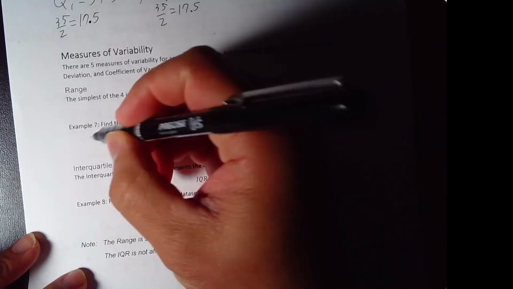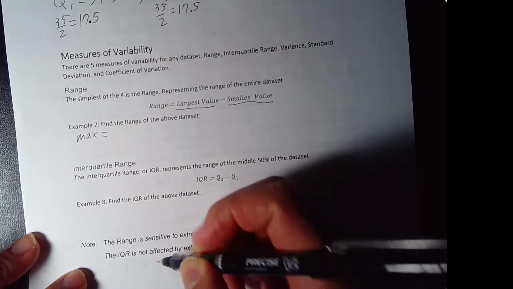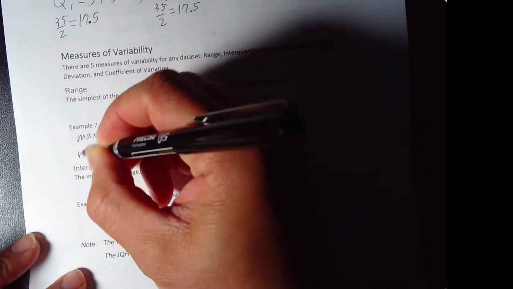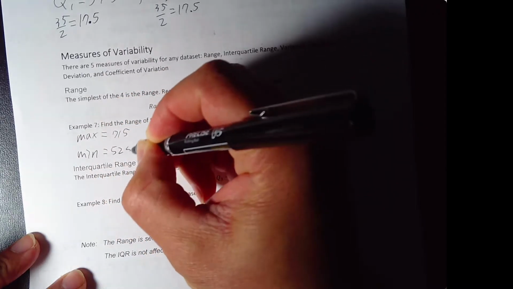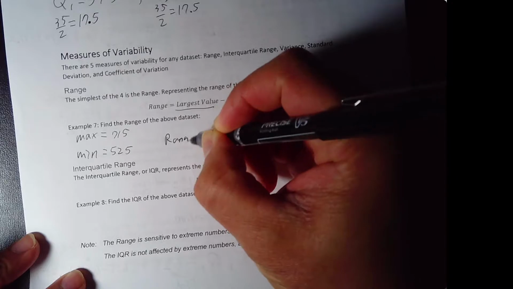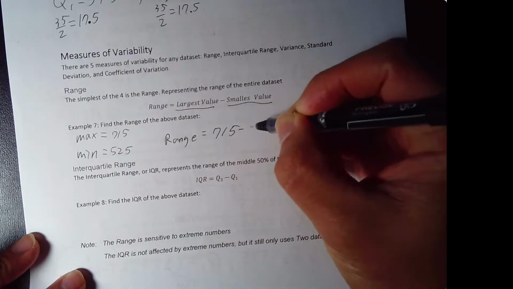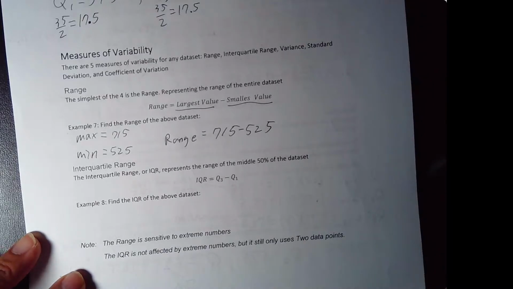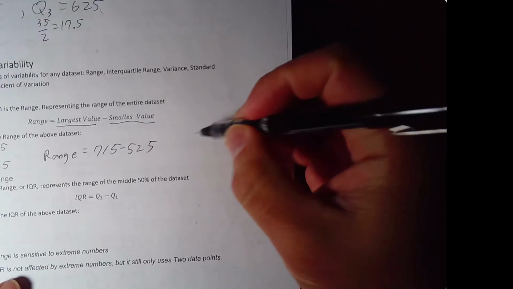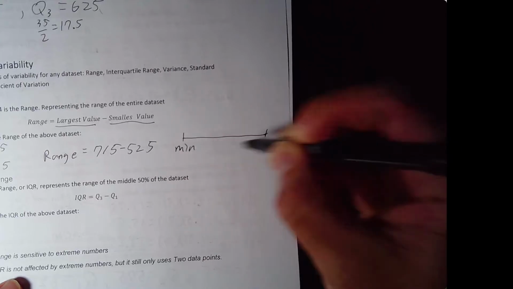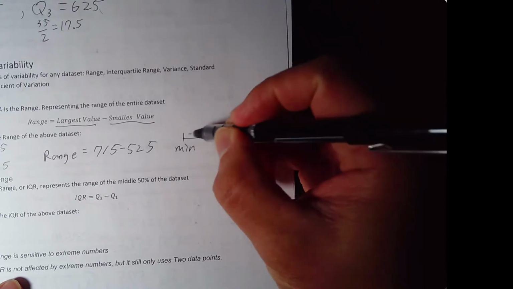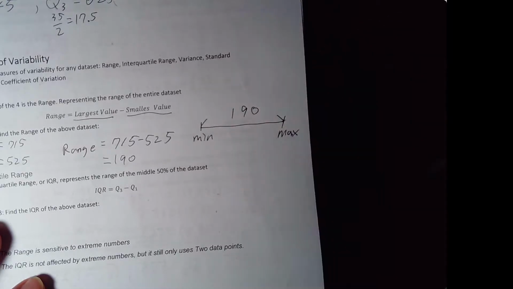So first find the max, which equals 715. Find the minimum, which equals 525. So the range simply equals 715 minus 525, and this gives you the min and the max. So this tells you that the overall range here, let me finish the calculation, 190. So the range of the data set or the population is 190.